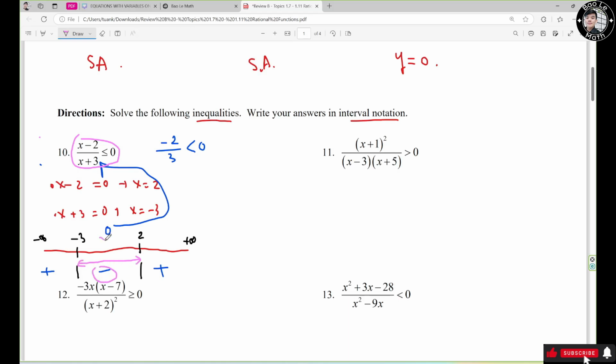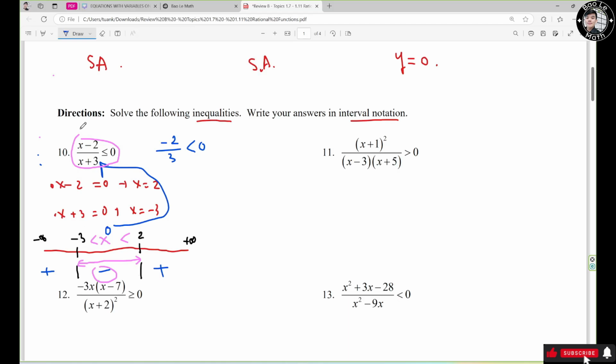So s, I put s right here, so s must be greater than negative 3 and less than 2. Now I need to check whether I'm going to include the endpoints. Negative 3 is on the denominator, so I cannot include negative 3, because if you include negative 3, it's going to be undefined.